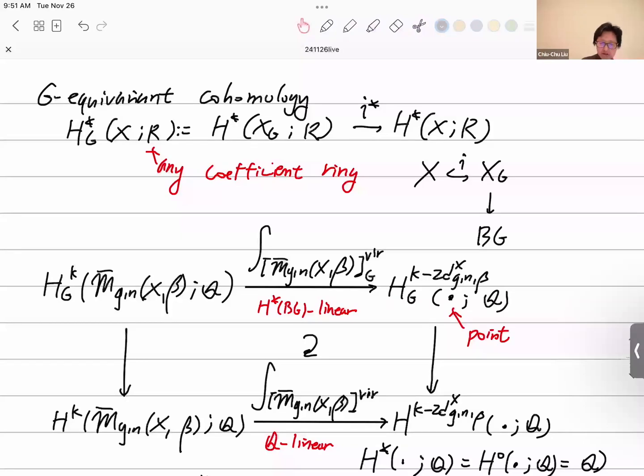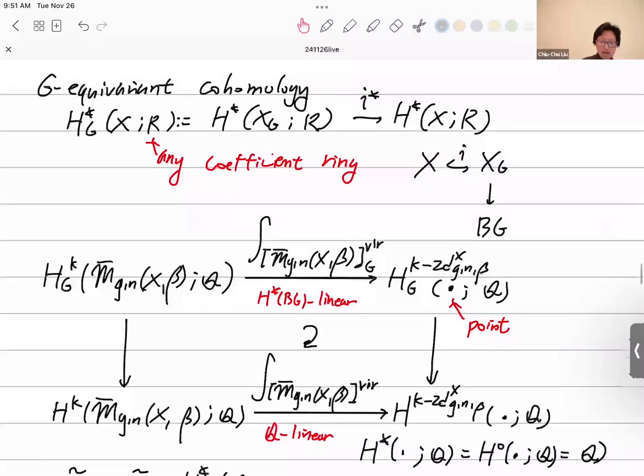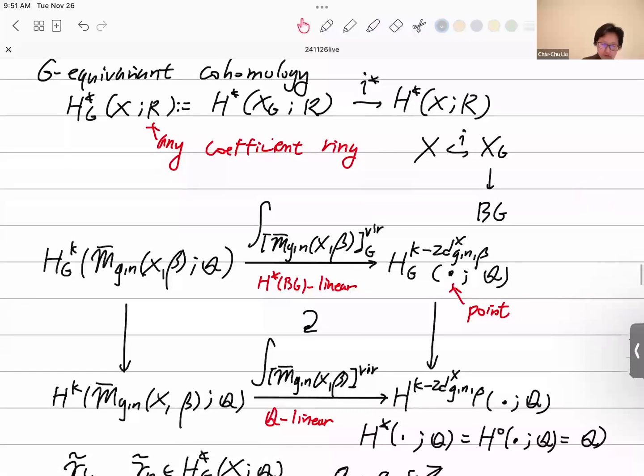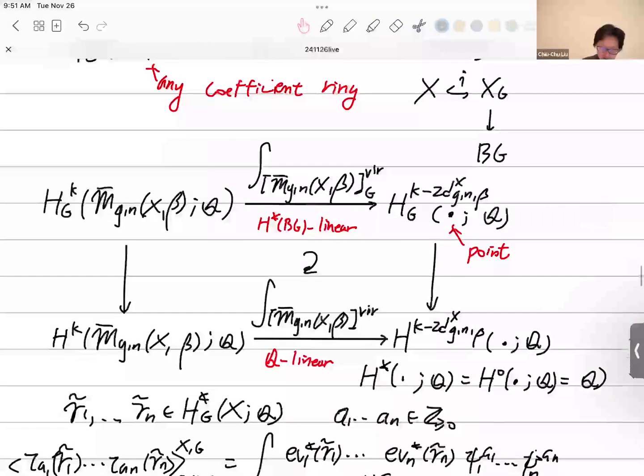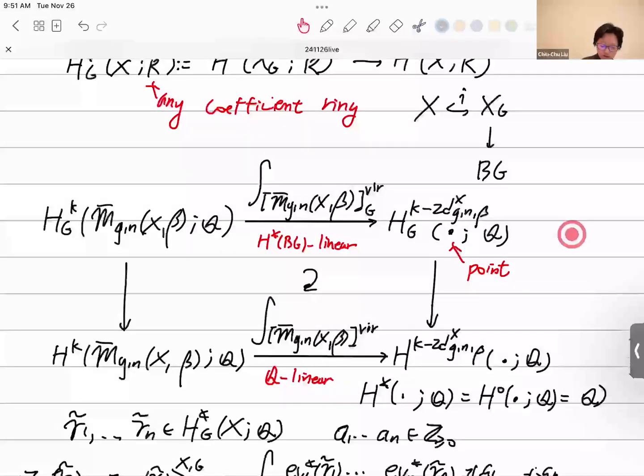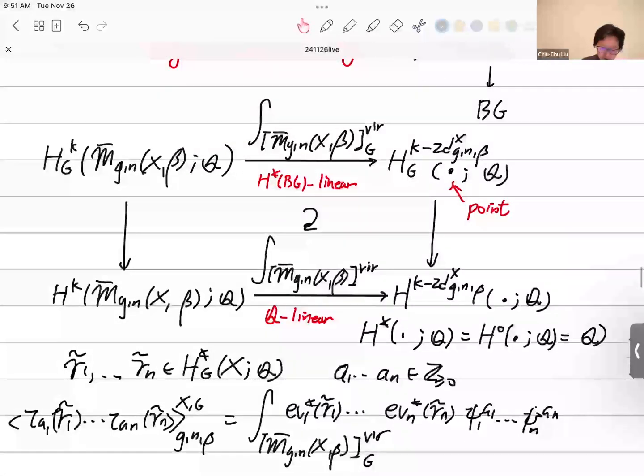And because all the inclusions from different fibers are homotopic to each other, they induce the same map. Sometimes we will call this map taking the non-equivariant limit. Okay, so that's a brief review of G equivariant cohomology. So let's go back to Gromov-Witten theory.